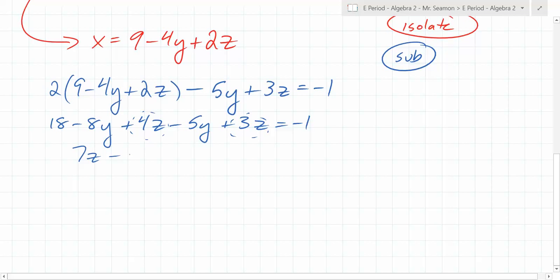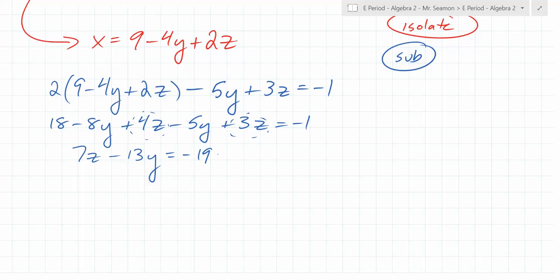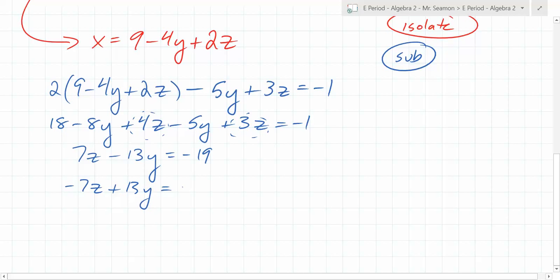Negative how many? 13y. And then if I subtract 18 from both sides, what do I end up with on the right? Negative 19. So 7z minus 13y equals negative 19. There's one thing about that I would change. You could multiply everything by negative 1 and do this: negative 7z plus 13y equals 19.